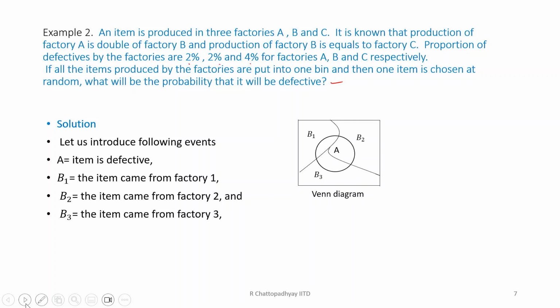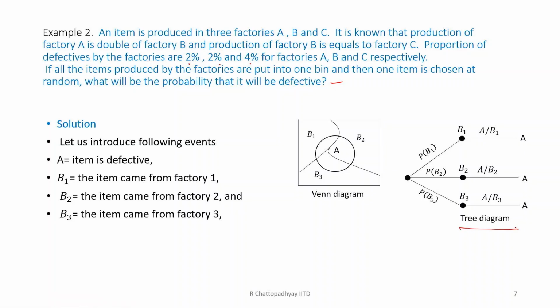And now the Venn diagram will look like this. There are only 3 factories B1, B2, B3 and A. This circle is representing the items which are defective. So it is intersecting with B1, B2 and B3, all of them.